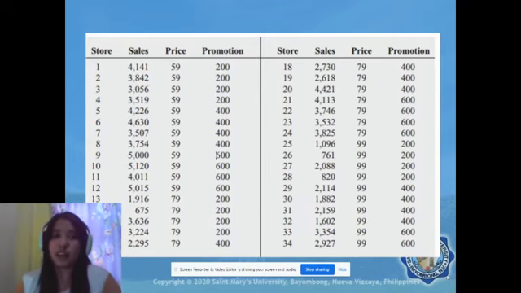So this is our data. We have the following variables. We have, of course, the stores, store 1 to store 34, which corresponds to the respondent. And then we have the following sales, the following price, and the following promotion. As I mentioned in our previous slide, what is our dependent variable here? Our dependent variable is the sales, while our independent variables are price and promotion.